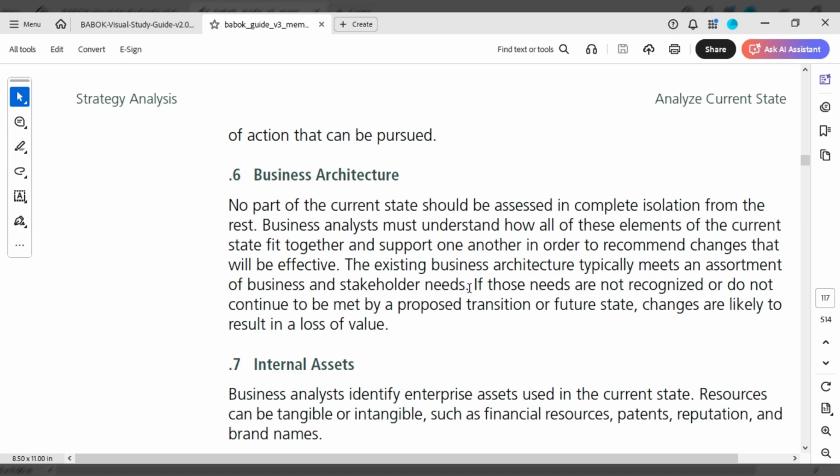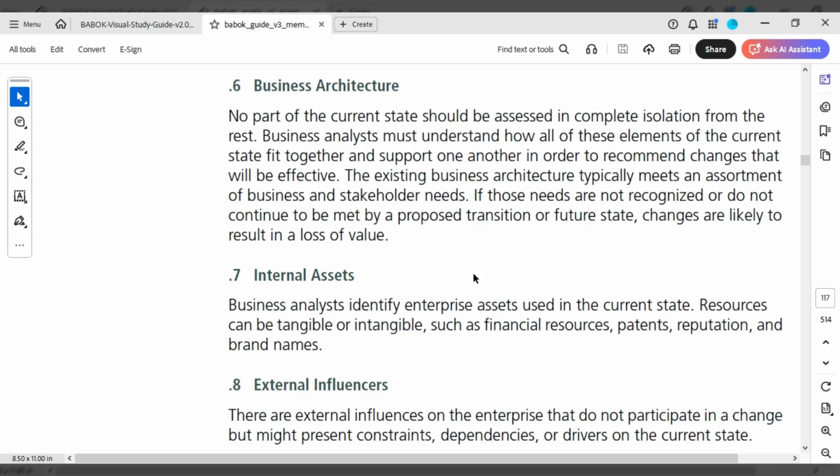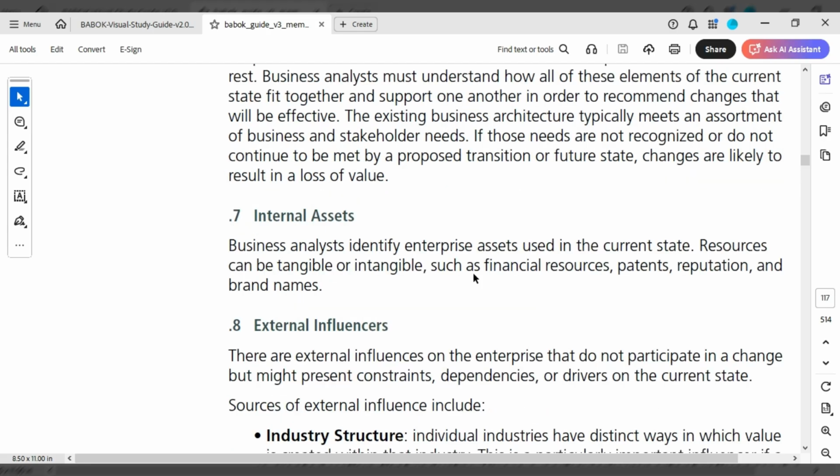Business architecture. No part of the current state should be assessed in complete isolation from the rest. Very important, so look at everything holistically. Business analysts must understand how all of these elements of the current state fit together and support one another in order to recommend changes that will be effective. The existing business architecture typically meets a segment of business and stakeholder needs. If those needs are not recognized or do not continue to be met by a proposed transition or future state, changes are likely to result in a loss of value. See everything as a whole in terms of the architecture.